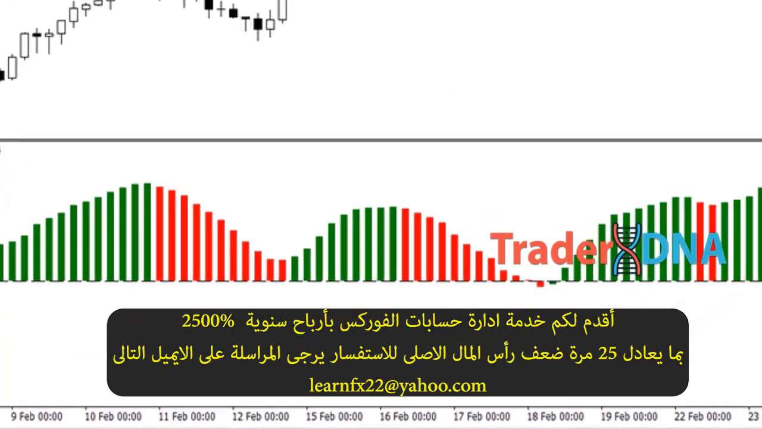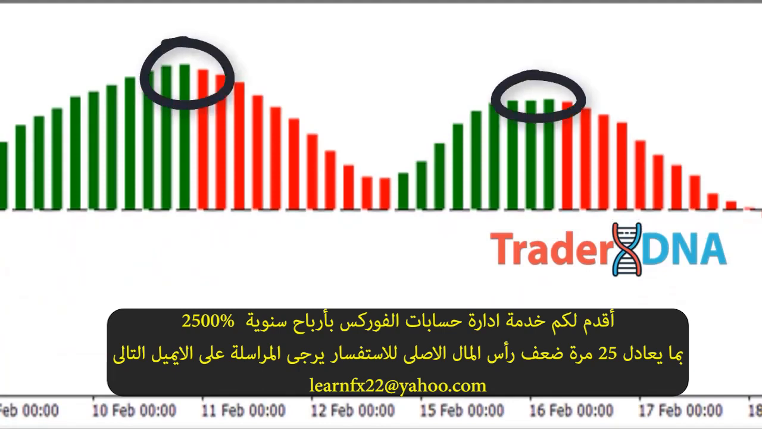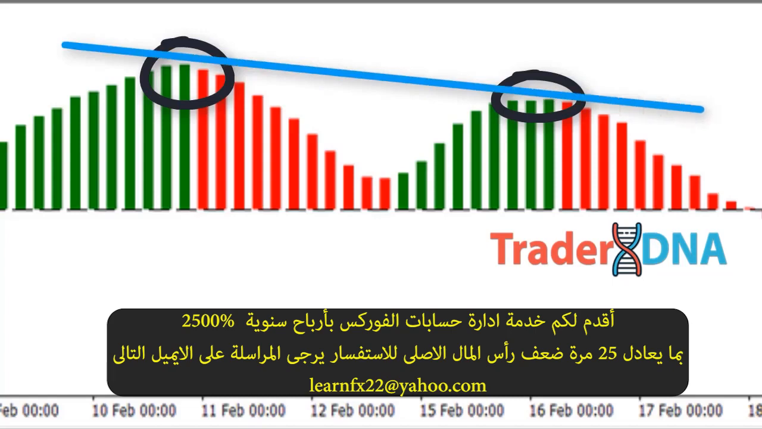The other point to note is that the downward sloping line requires two swing points of the awesome oscillator, and the second swing point needs to be low enough to create the downward trend line.